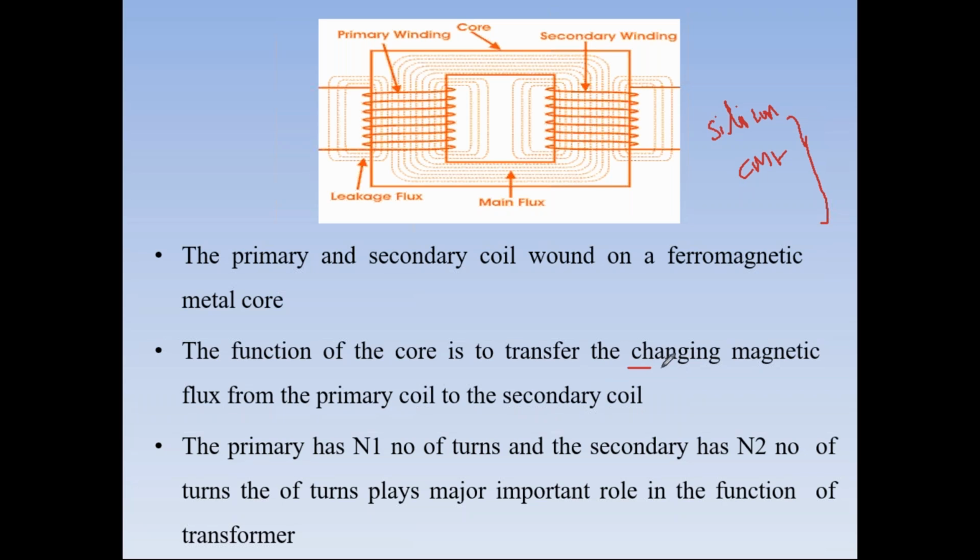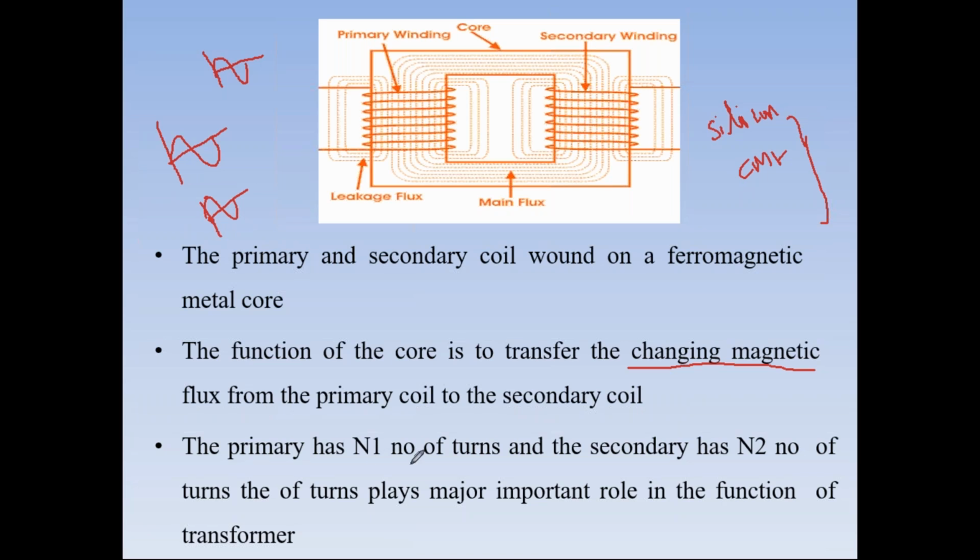Why does this term come up? Generally, we apply an AC voltage to the primary of the transformer. The AC voltage should be like this. This is the sinusoidal supply, and due to the voltage, the current carried by the primary winding is also in the form of a sinusoidal waveform, and the flux due to the current is also in the form of a sinusoidal waveform. That's why the core transfers the changing magnetic flux. Changing means at the start it is 0, after some time it goes to maximum, then 0, then negative, and it keeps on changing this value.